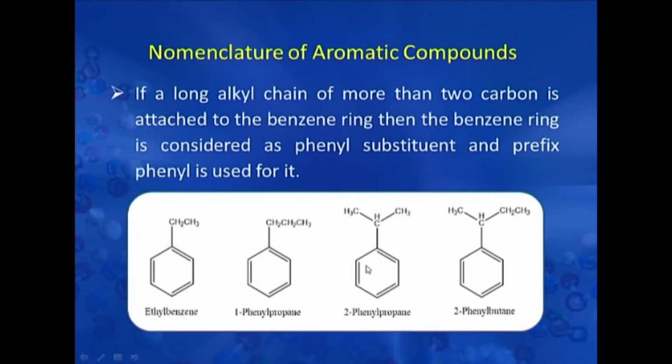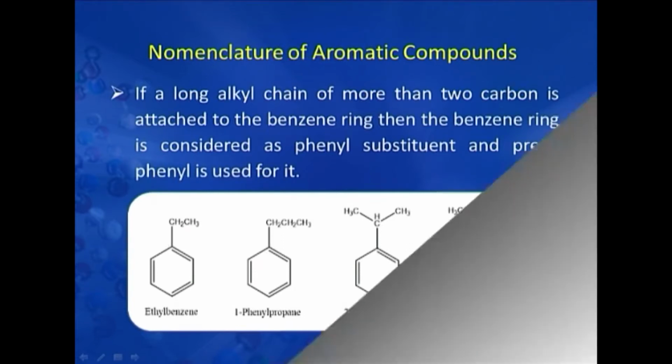Remember, this is cumene, and see this one having a 4 carbon long chain. Here benzene is attached at the second position. We should start numbering from here 1, 2, 3 according to the IUPAC rule. So, this compound is now 2-phenyl butane. That is how long alkyl chain containing aromatic compounds are named.